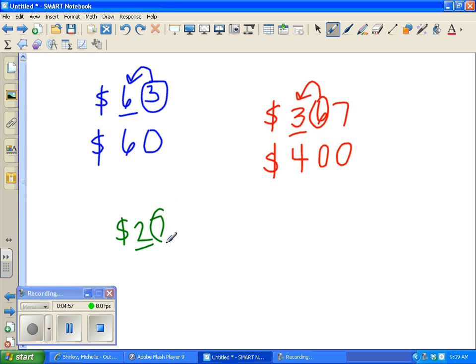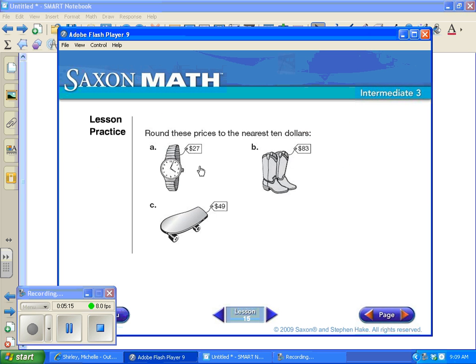2. Circle the digit to the right. That tells us what to do. What do we do to that 2? If it's 5 or higher, we get to go up. So it comes in, that's right, changes into a 3. Everything else becomes a 0, okay? So to round $27 off to the nearest 10, we say $30.